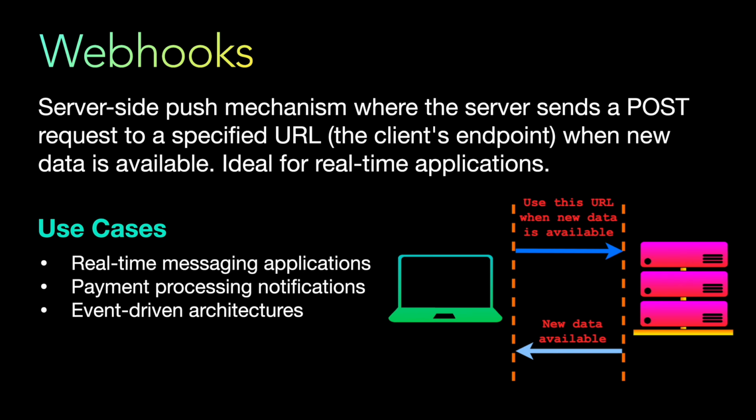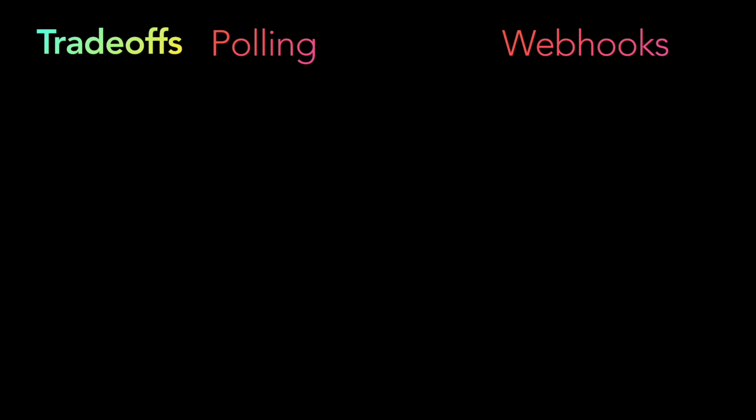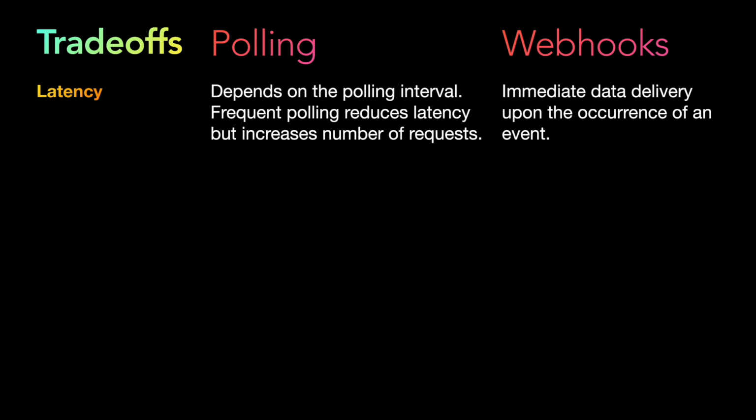So that's webhooks. Now, what are the trade-offs between polling and webhooks? First, let's look at latency. In polling, the latency depends on the polling interval, whether you are polling every minute or every hour. Frequent polling can reduce the latency, but it naturally increases the number of requests. So you have to pace it out: how often do you want to poll the data?